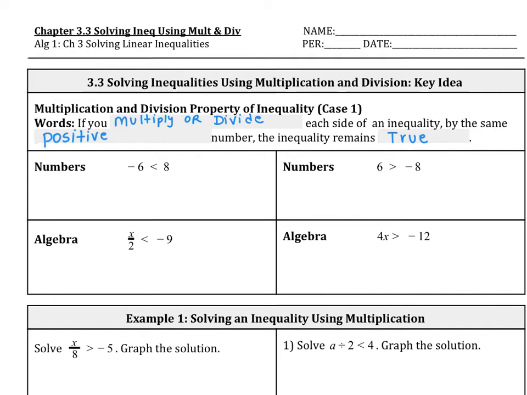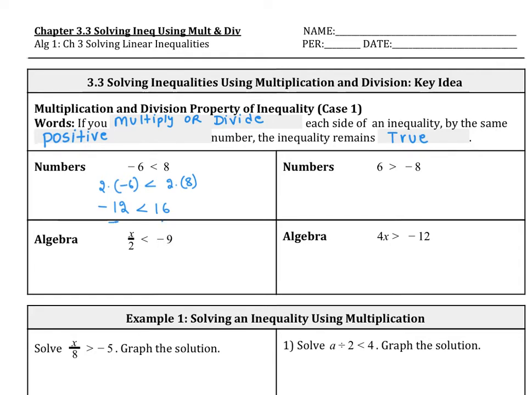7, any number. So, for example, if we're talking about this inequality where negative 6 is less than 8, if I multiply both sides by the same number, so it means that if I multiply 2 with negative 6 and 2 with 8, whatever the result I'm going to get, I should have the inequality that is true. So now you can see that negative 12 is less than 16.